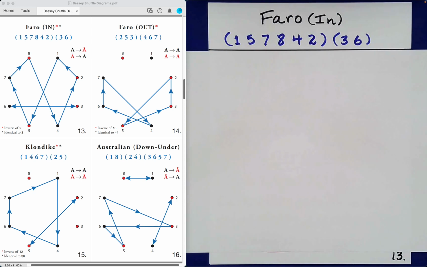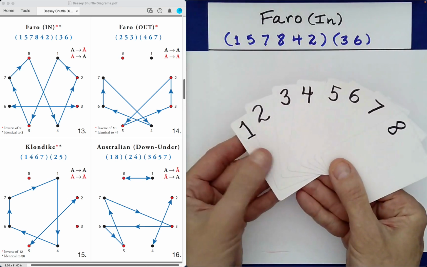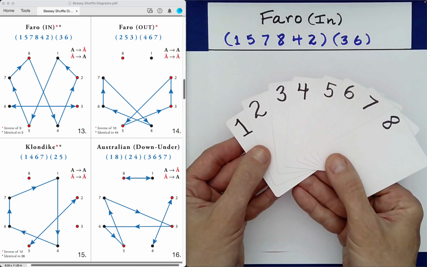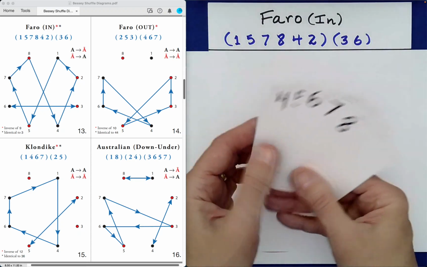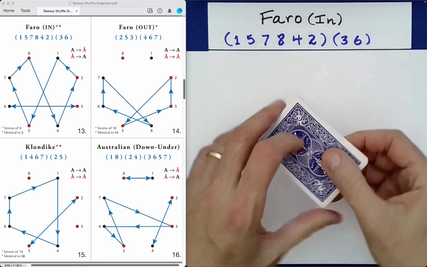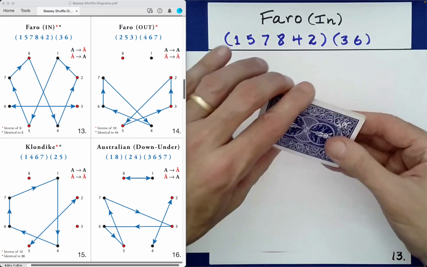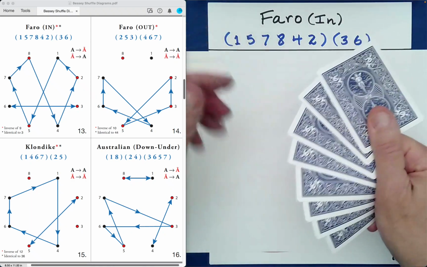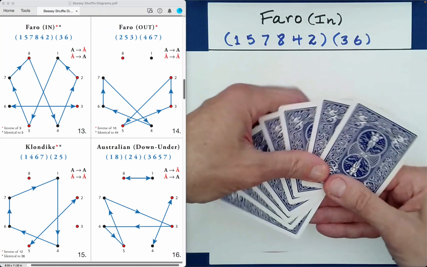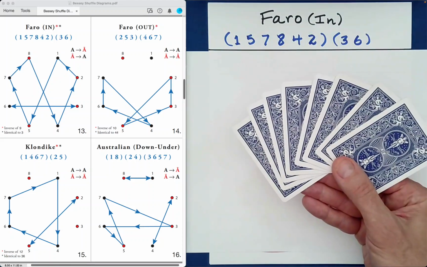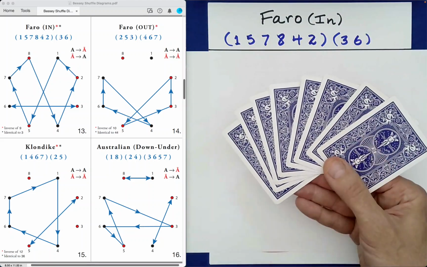So let me go ahead and show you how this shuffle works for a packet of 8 cards. So I have here a packet of 8 cards labeled 1 through 8. We will now perform the shuffle. How the Pharaoh in shuffle works is you just fan out the cards, and note that this is the top card here, of course.